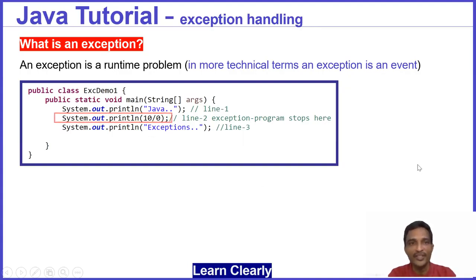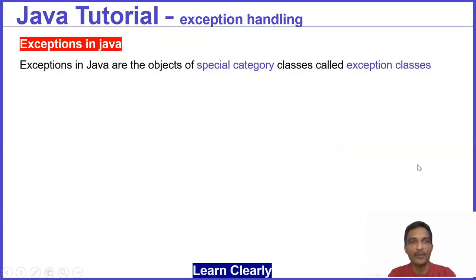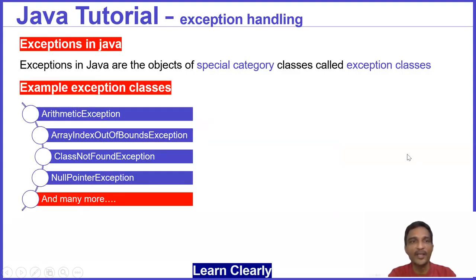Now let's move on and see the meaning of exceptions in Java. Exceptions in Java are the objects of a special category of classes called exception classes. And here is the list of a few example exception classes. Java has many exception classes, and this is only a list of a few names. The first one is the ArithmeticException class. The second one, ArrayIndexOutOfBoundsException class. Next one is ClassNotFoundException class, NullPointerException class, and many more are also available in Java.